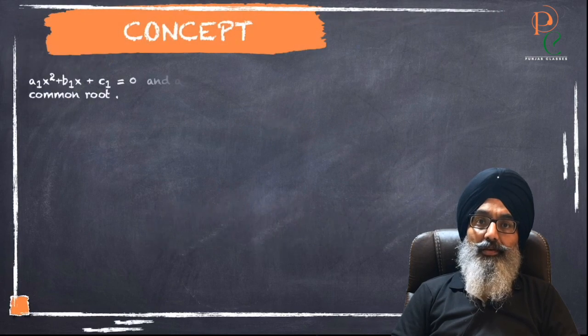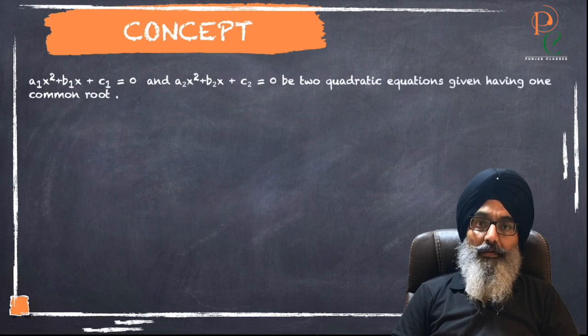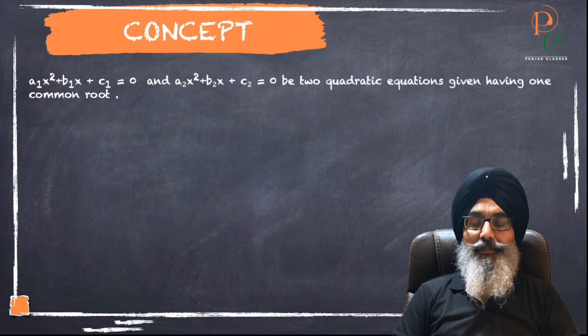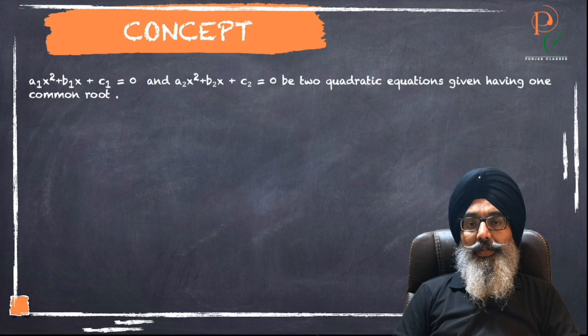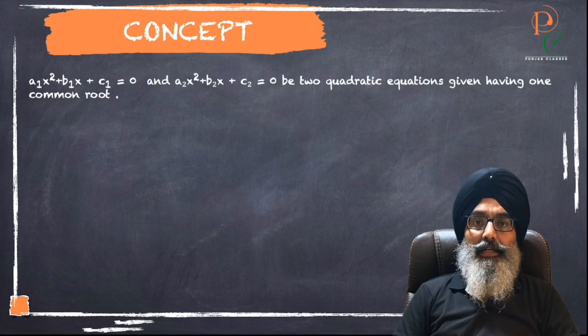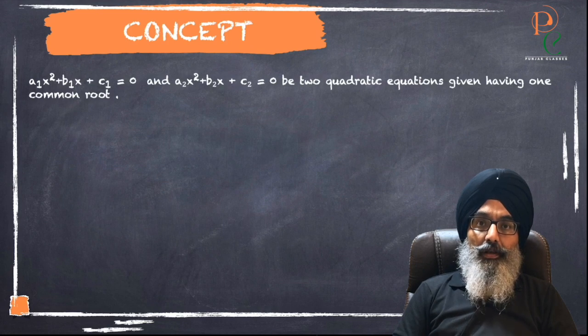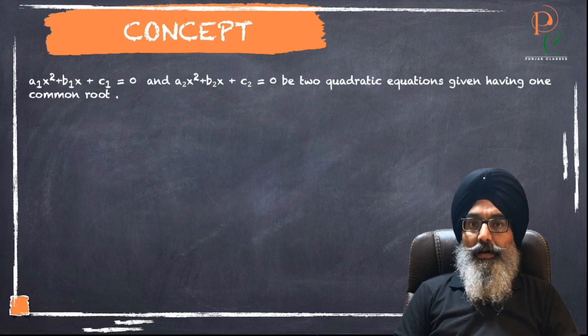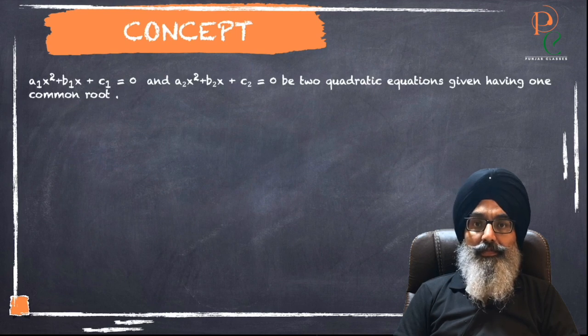So what is the basic concept of the common root of two quadratic equations? Let's say we are given two quadratic equations, a1 x square plus b1 x plus c1 equals to 0 and a2 x square plus b2 x plus c2 equals to 0. Now we are supposed to find some relation between the coefficients, that is the terms involved in the two quadratic equations a1 b1 c1 and a2 b2 c2.